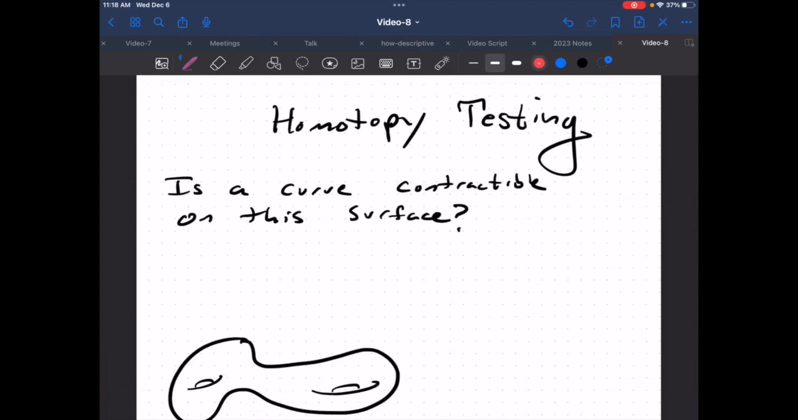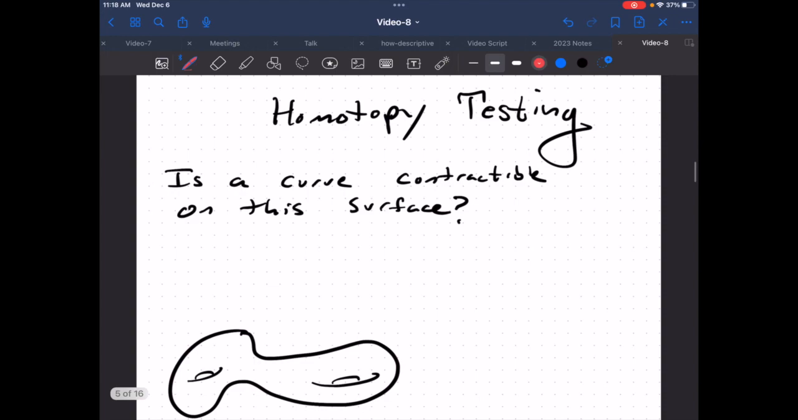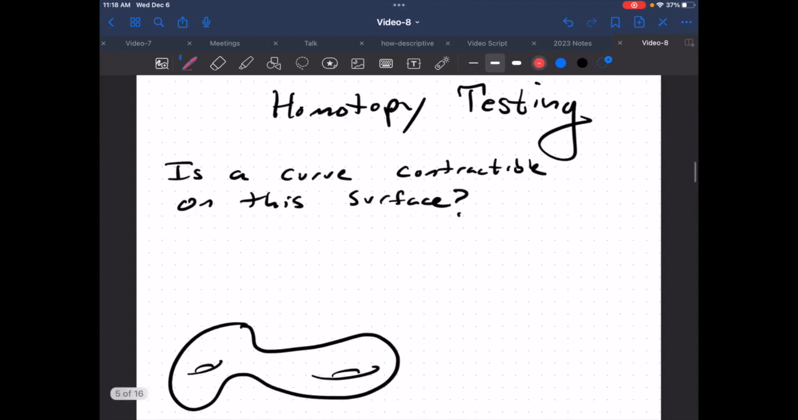Okay, so what are we doing today? Homotopy testing. So we're given a surface. Here we see a genus 2 surface, and we have a curve on the surface. So maybe our curve is looking something like this. And we want to know, can we continuously deform our curve to a point? So this curve, I would say yes. You can just continuously deform it to that point.